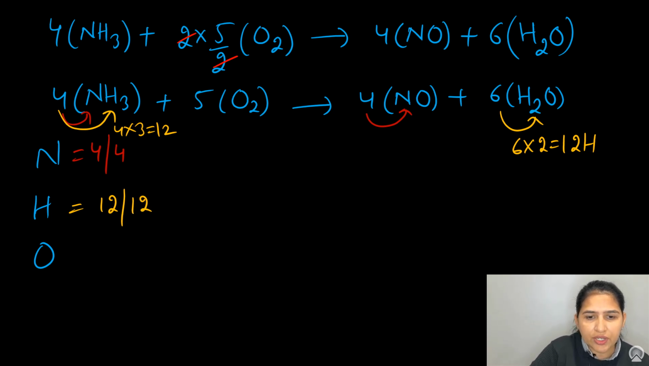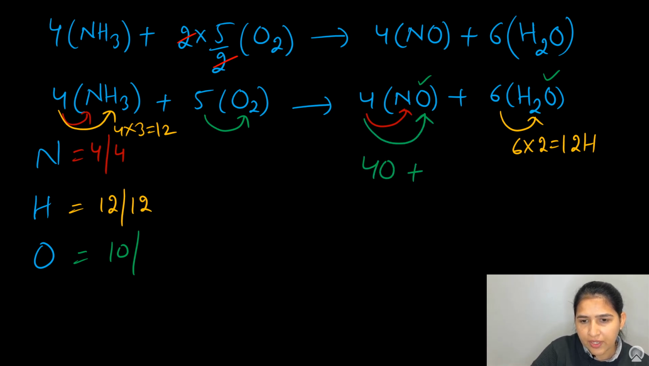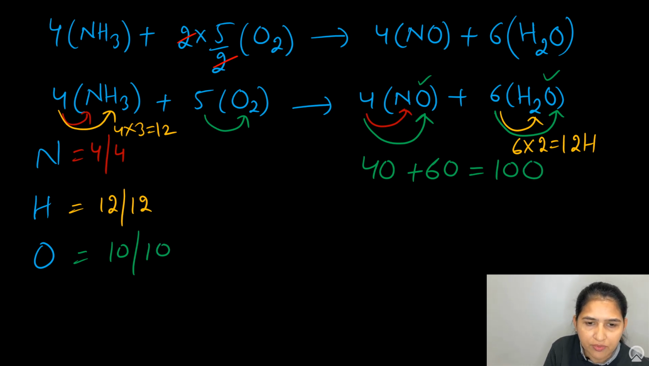Okay, now let's check it for oxygen. We are left with 10 oxygen on the left hand side. As we can see, we are having oxygen on both sides. Here we are having 4 oxygen and here we are having 6 times 1, 6 oxygen. On addition, again we are getting 10 oxygen. So by doing it, we got our balanced equation.